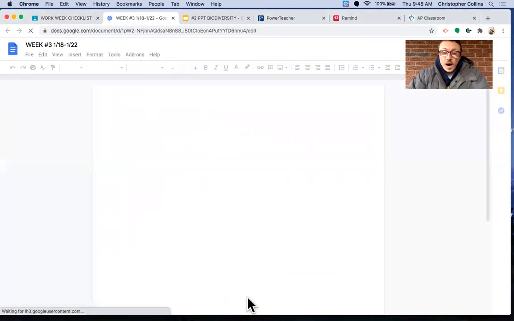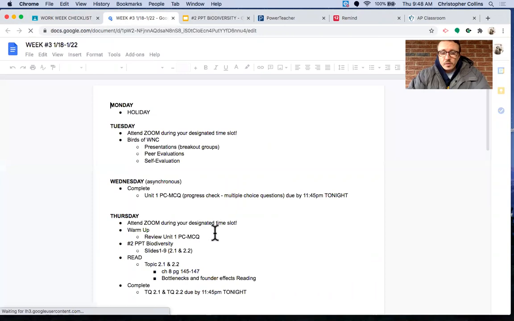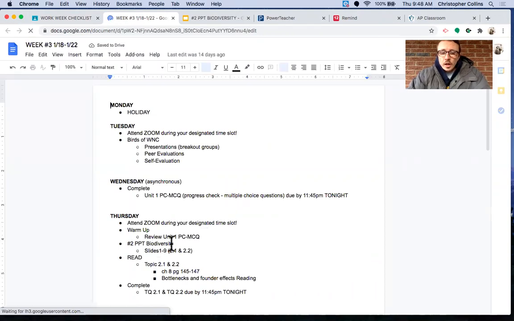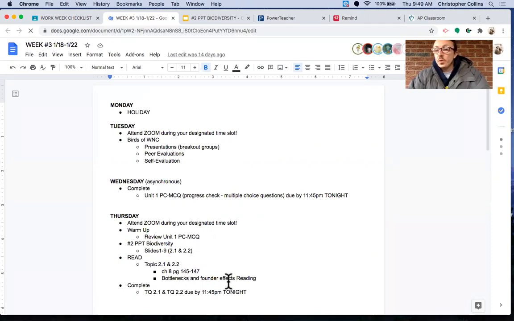All right, so I am going to go over y'all's progress check from yesterday. And then I'm going to introduce our new unit, Unit 2 on biodiversity. I'm going to go over the first 9 slides. And then today or tonight, you need to read Chapter 8, or these pages right here. It's in Chapter 8, pages 145 through 147.